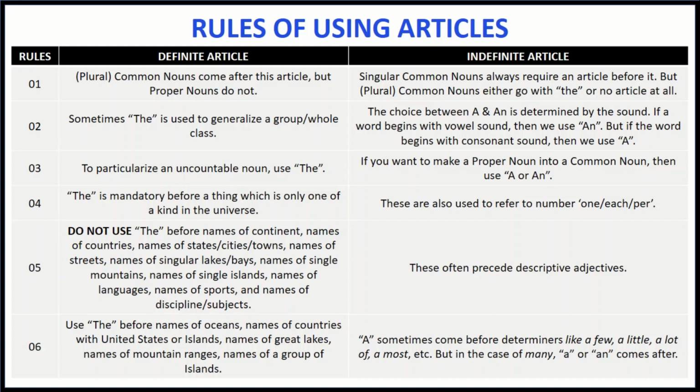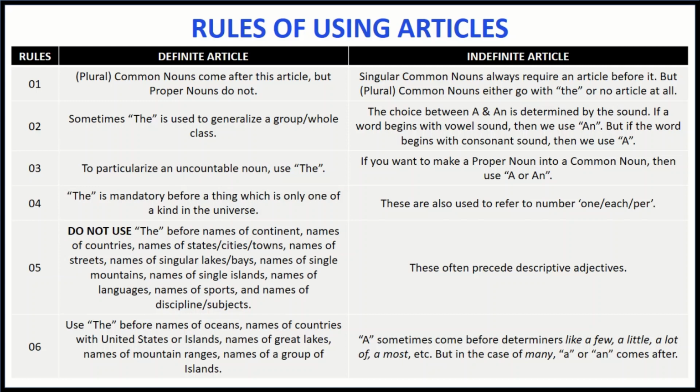So rule number one, you see, common nouns. It can also be common nouns if it has that plural sense. So you have to use the definite article "the" with common nouns or plural common nouns. But proper nouns do not follow. The definite article "the" does not precede proper nouns.